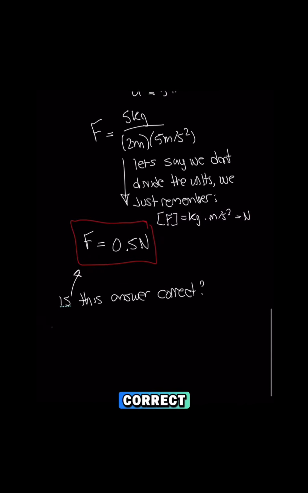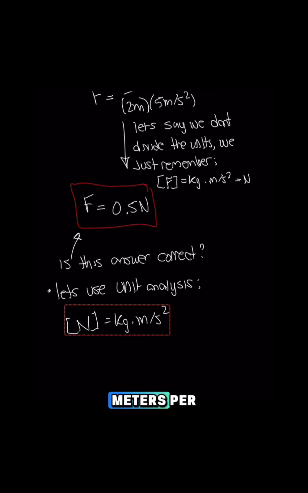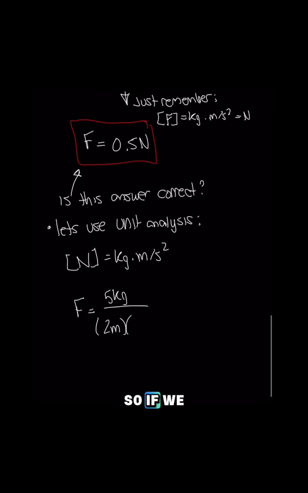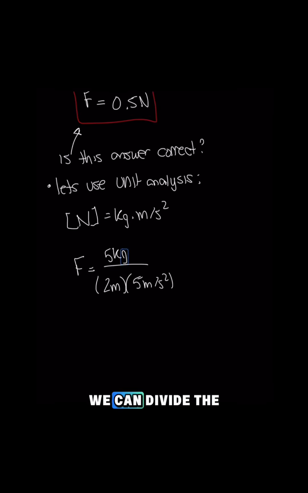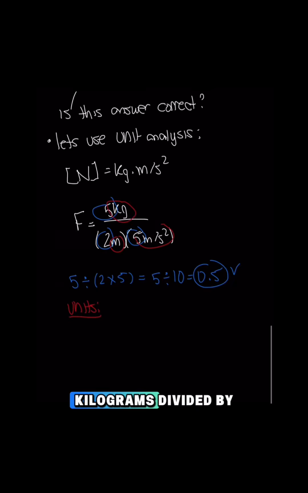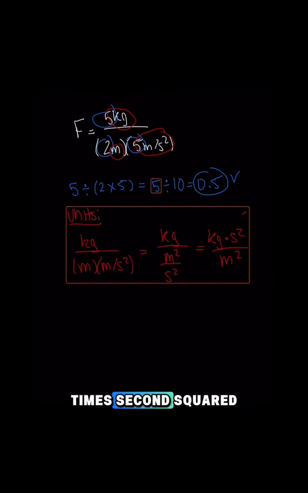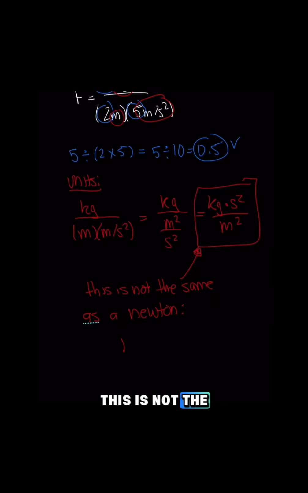But is this answer correct? The way to find out is to use unit analysis. Our answer should be kilograms times meters per second squared for our final units. So if we look at our equation here, we can divide the amplitudes just like we did before. So we already know that the amplitude is correct, 0.5. But if we look at the units here, kilograms divided by meters per second squared is equal to kilograms times second squared divided by meters squared. This is not the same as a newton.